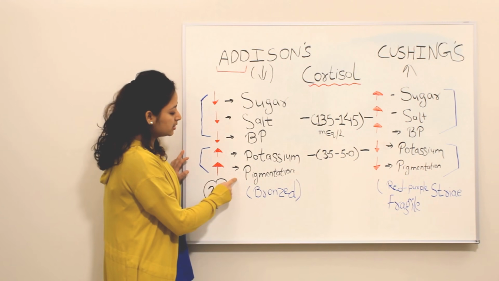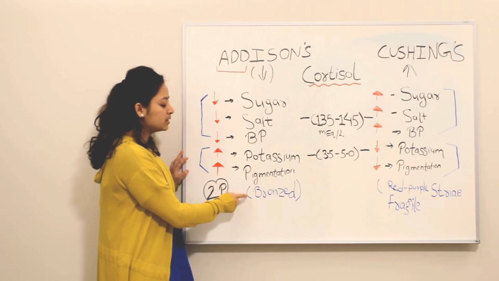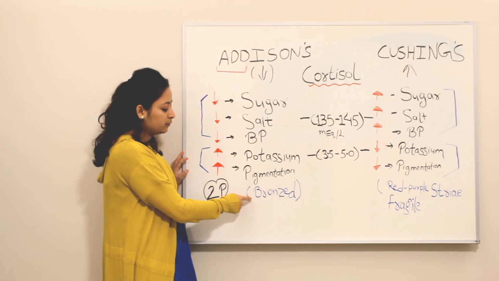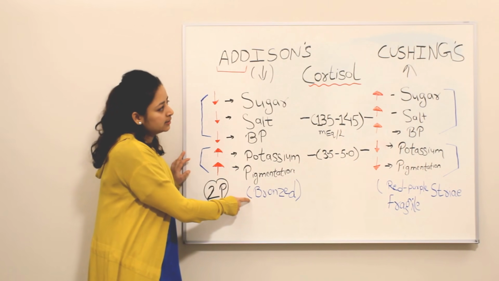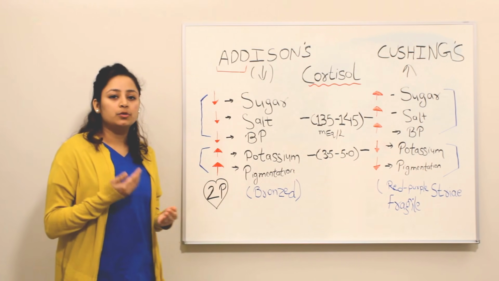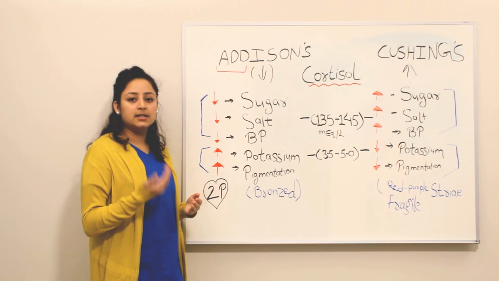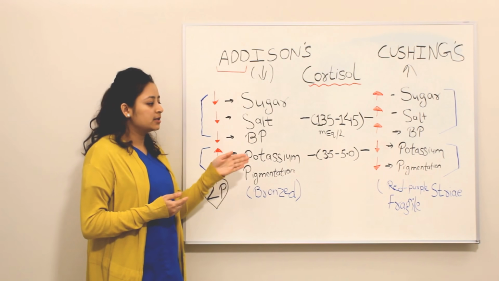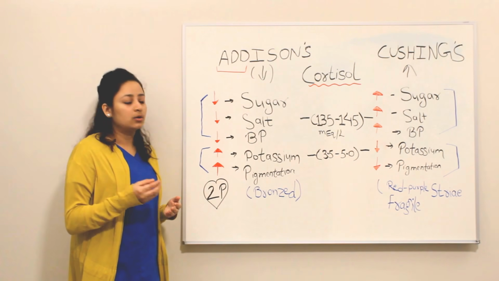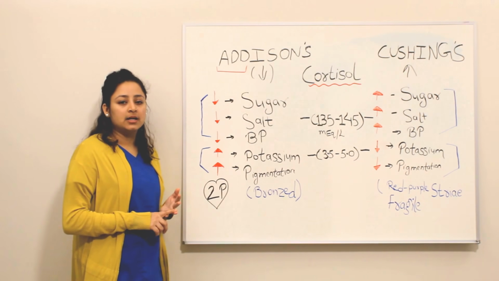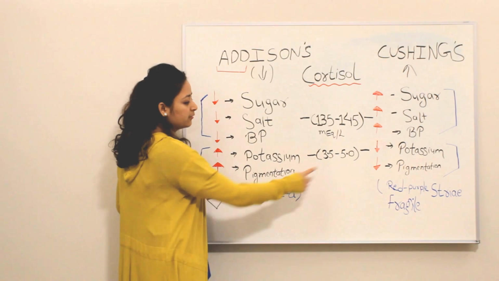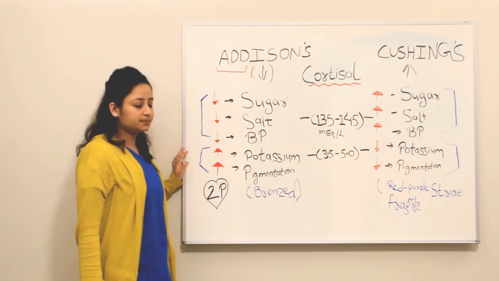And for pigmentation, we have to know that bronzed skin pigmentation is for Addison's, and this is also very important for NCLEX. And in Cushing's, pigmentation is decreased, but the skin becomes more fragile and easily bruises, and there are red-purple stripes or stretch mark-like lines on the abdomen and thighs in Cushing's disease. So these two skin pigmentations are very important for NCLEX.